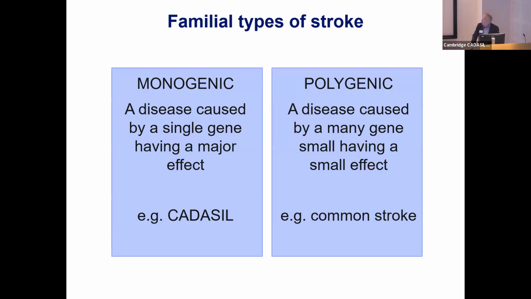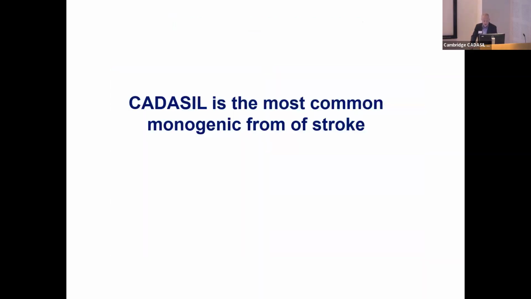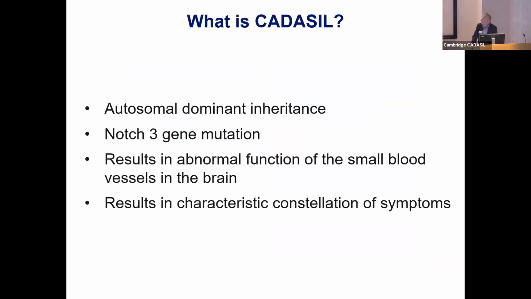So CADASIL is what we call a monogenic disease. This is where an abnormality in one gene causes the disease. These are rare, but they run in families. This is as opposed to what we call polygenic, where lots of different genes contribute to disease, and this is what causes most of the diseases that we all suffer. But each gene has only a small effect. In monogenic disease, it's familial. And CADASIL is the most common monogenic form of stroke.